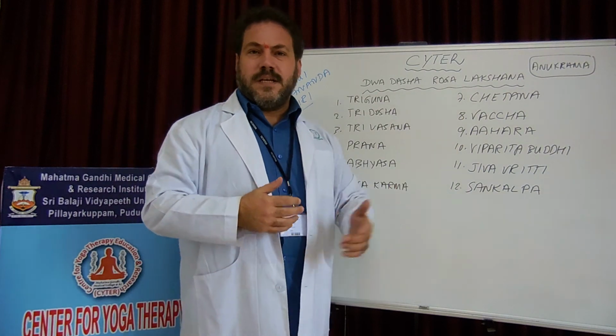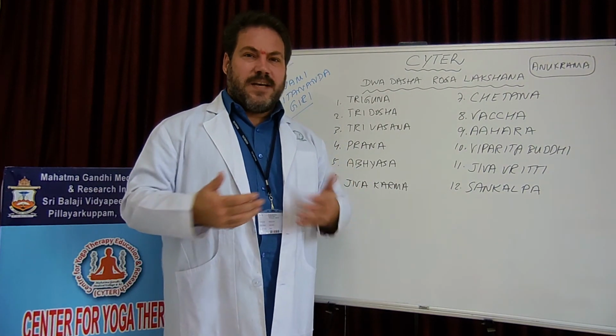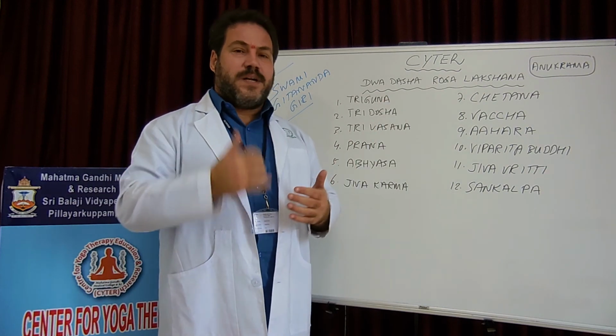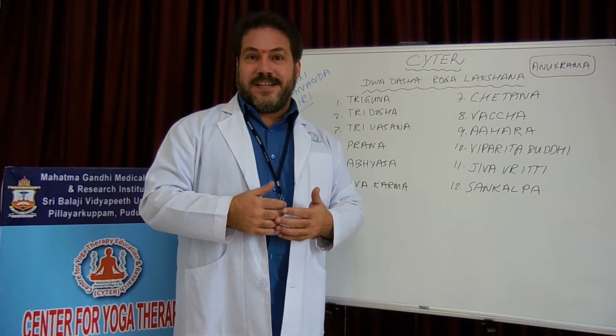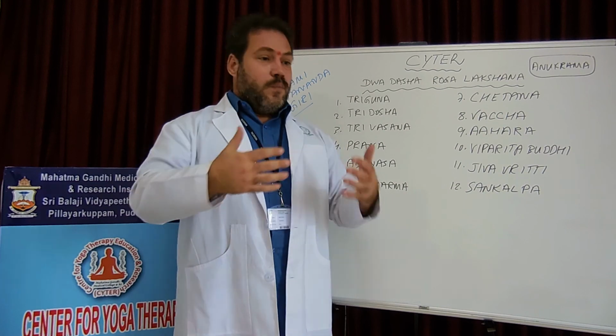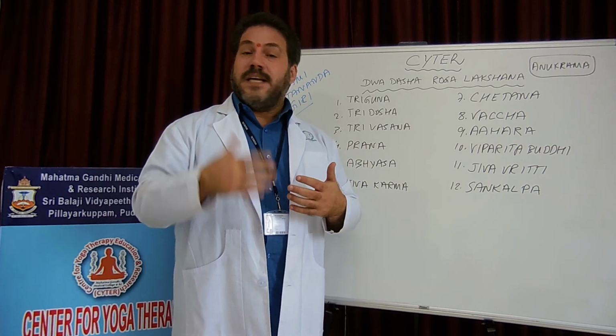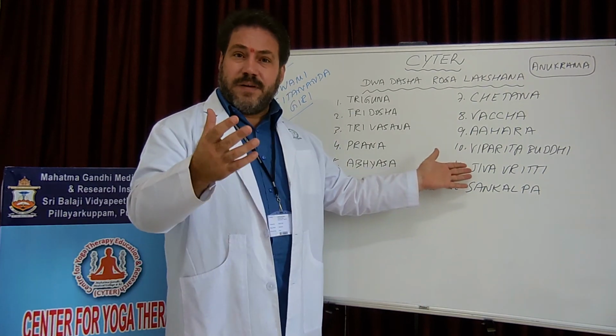Jiva vrittis, what are the biorhythms? What are the rhythms the person has? What time do they get up in the morning? What time do they sleep? How are the bowels? How is the bladder? What type of heart rate do they have? What happens to the blood pressure? What is the respiratory rate? If it is a woman, what about the menstrual cycle? All of these are the jiva vrittis.